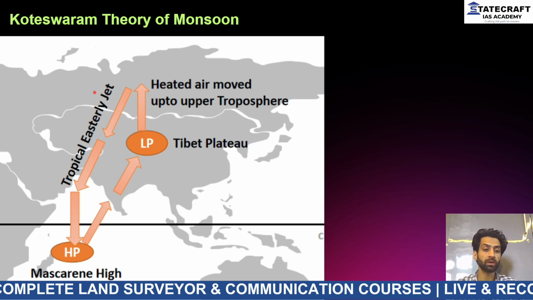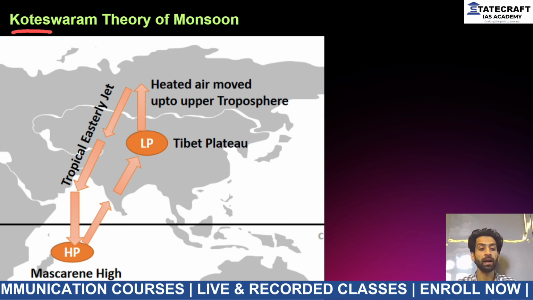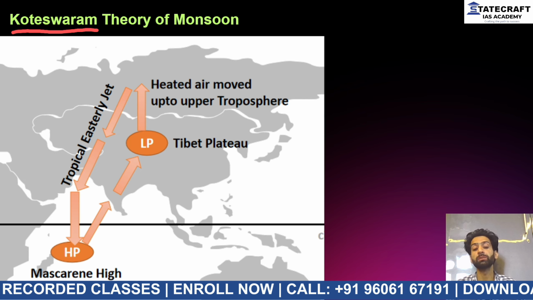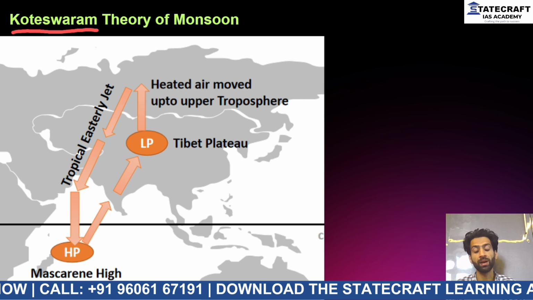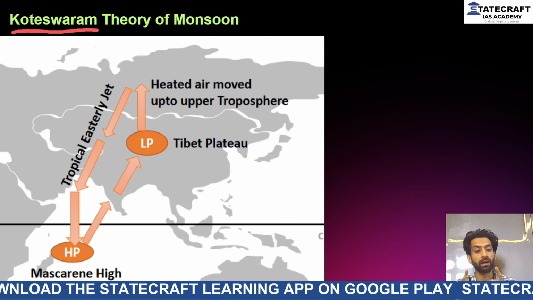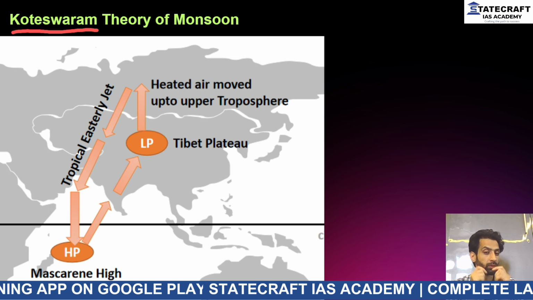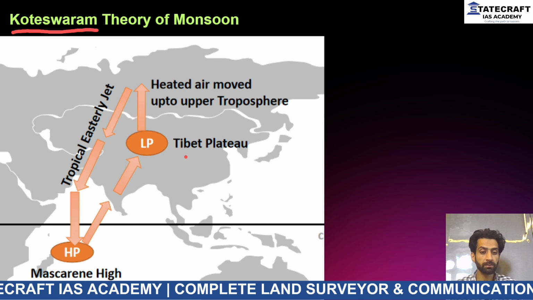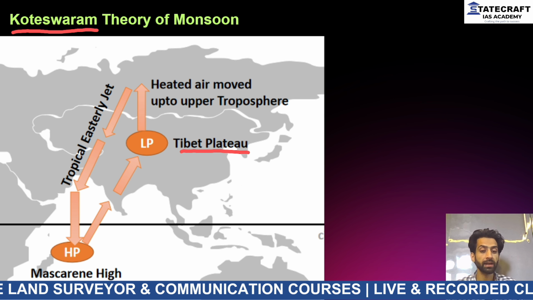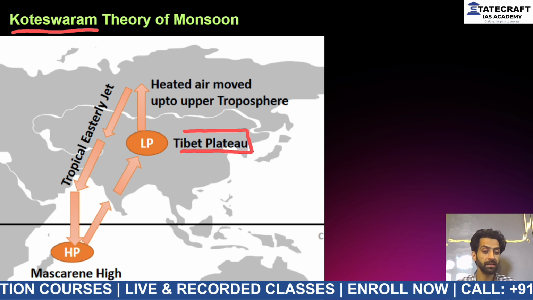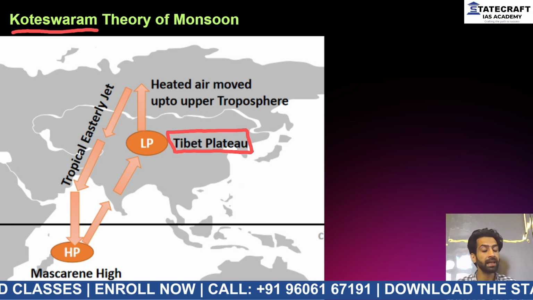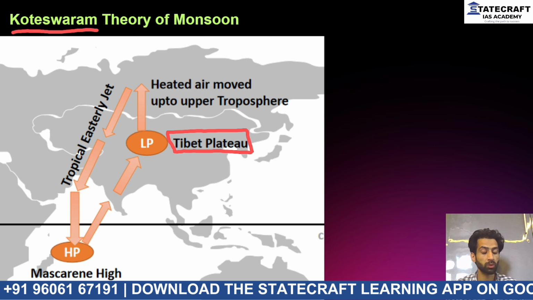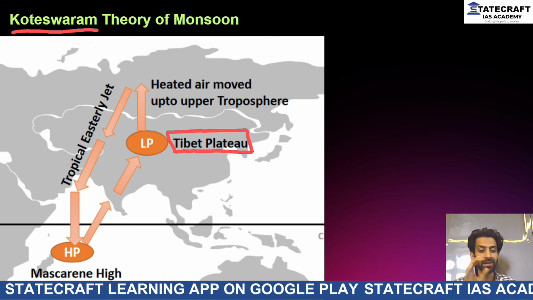That is why Koteswaram studied monsoon and tried to establish the connection between the monsoon and India. Why is it so? And then he figured out the role of Tibetan Plateau. The role of Tibetan Plateau is very important in monsoon. And this also determines whether there will be a delay in monsoon or early onset of monsoon, strong monsoon, weak monsoon, everything.